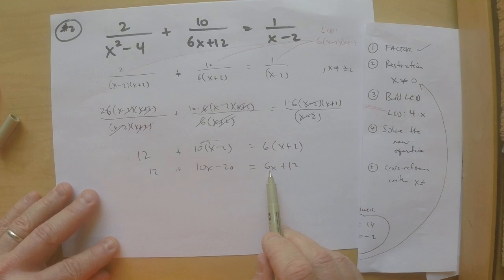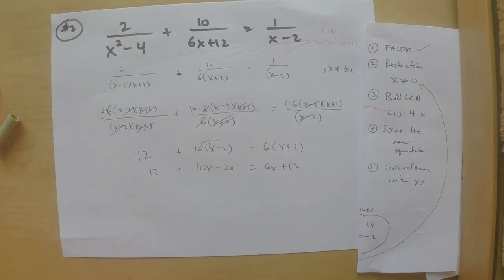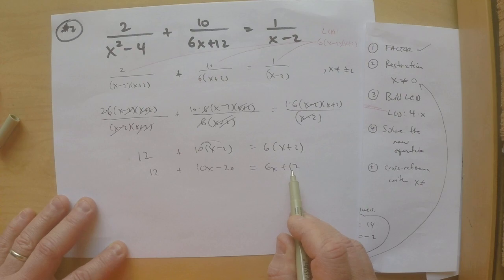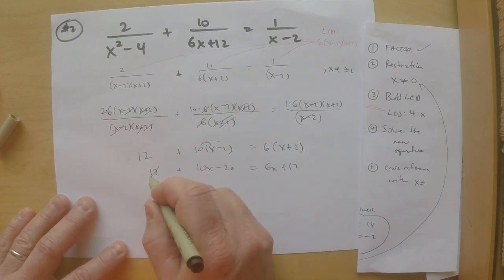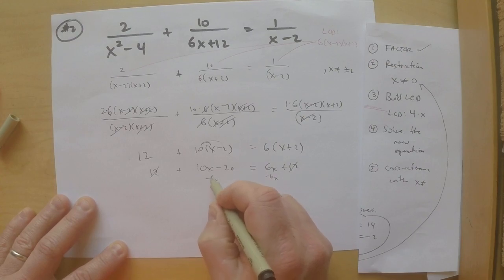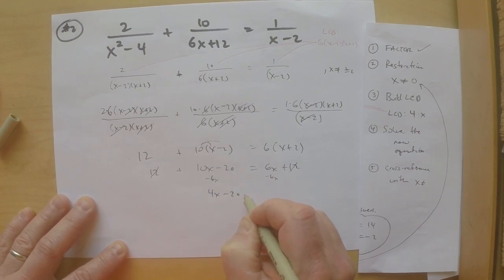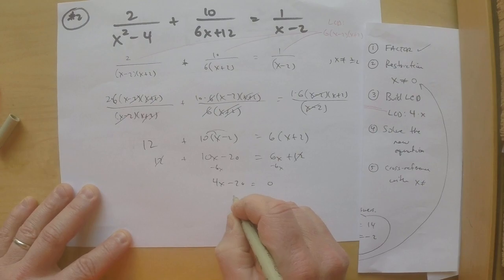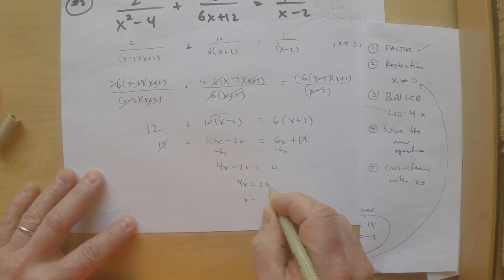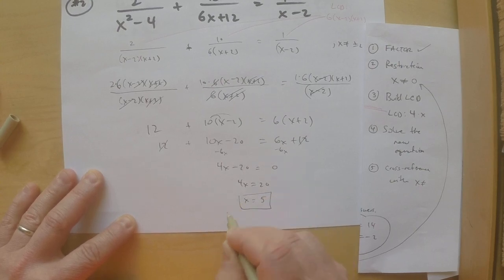This is a linear equation. I'm going to get everything onto one side. I'm going to move all the x's over here and all the non-x's over here. So as I move the 12 over, the 12s would cancel. As I subtract 6x and 6x, I'd be left with 4x minus 20 equals 0. And I can move the 20 back over, and I can divide by 4. So my answer is 5.